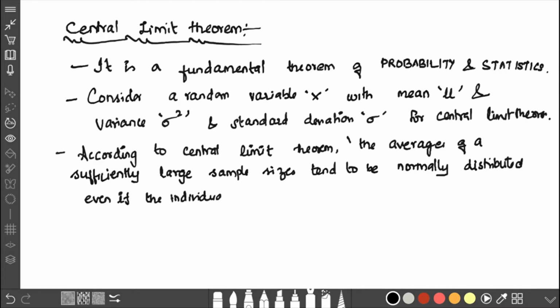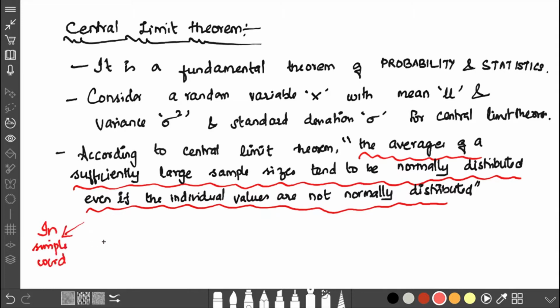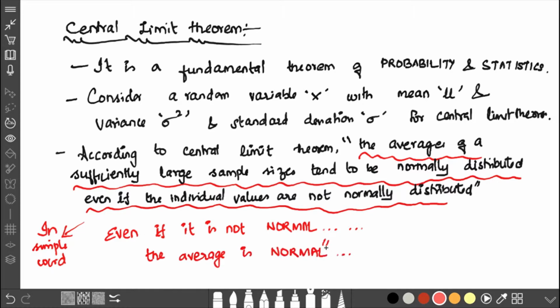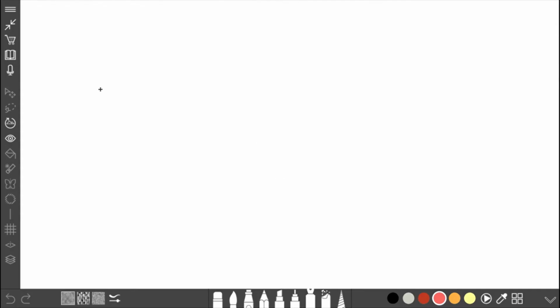Taking the averages of a sufficient number of samples, and if they are distributed, then we can say it is normally distributed. Technically explained, the averages of a sufficiently large sample size tend to be normally distributed even if the individual values are not normally distributed. Simply to remember, even if it is not normal, the averages are said to be normal. This is the key mantra of the central limit theorem. Even if the distribution is not normal, the average taken of the sample values will be normal.